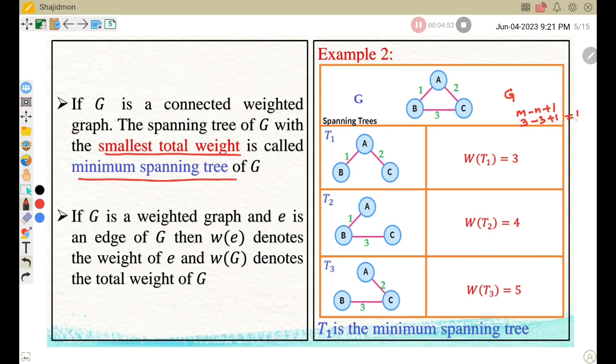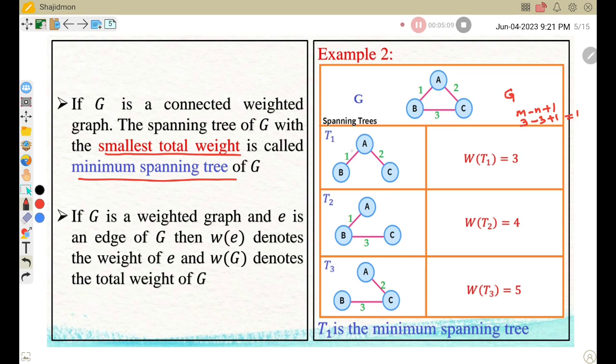3 minus 3 plus 1 means 1. One edge if you are removing, we will get spanning trees. So one edge we are removing from this graph, we are getting 3 spanning trees like this, T1, T2 and T3. Now out of these 3 spanning trees, calculate the total weight of each spanning tree.